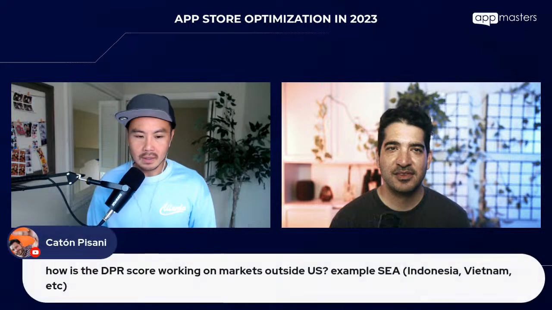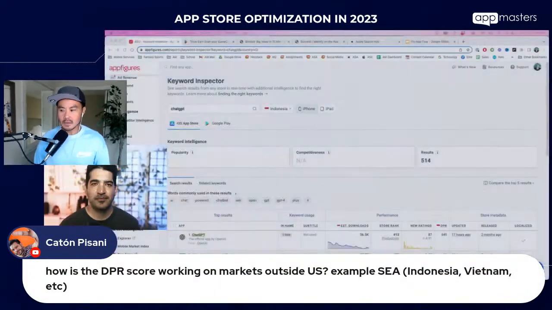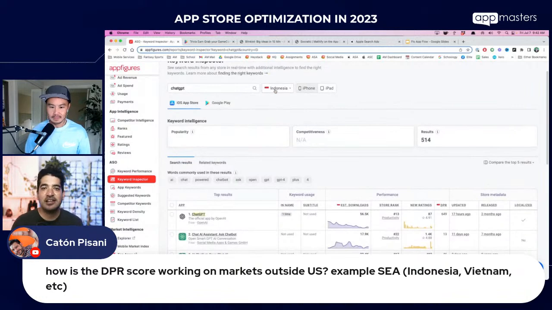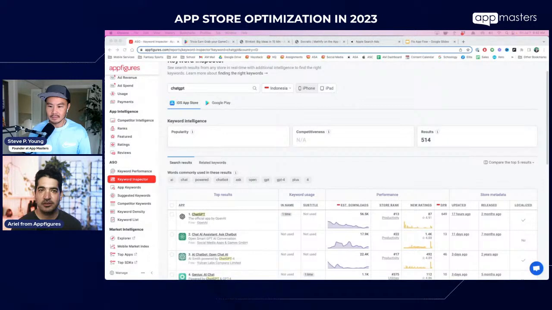We did have a question here from somebody. Katan says, the DPR score, does it work outside of the US market? Yeah, absolutely. It uses the download estimates from outside the US and the ratings from, it's not outside the US, it's whatever country you're actually in. So Indonesia, Vietnam, any of those.